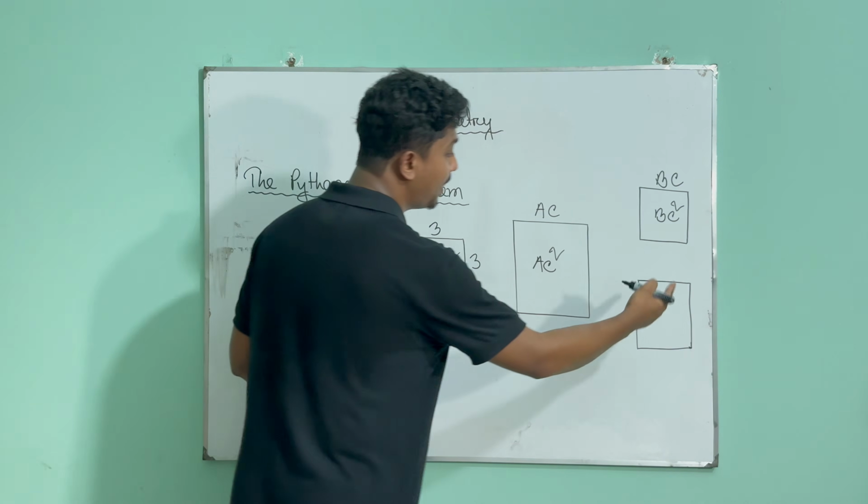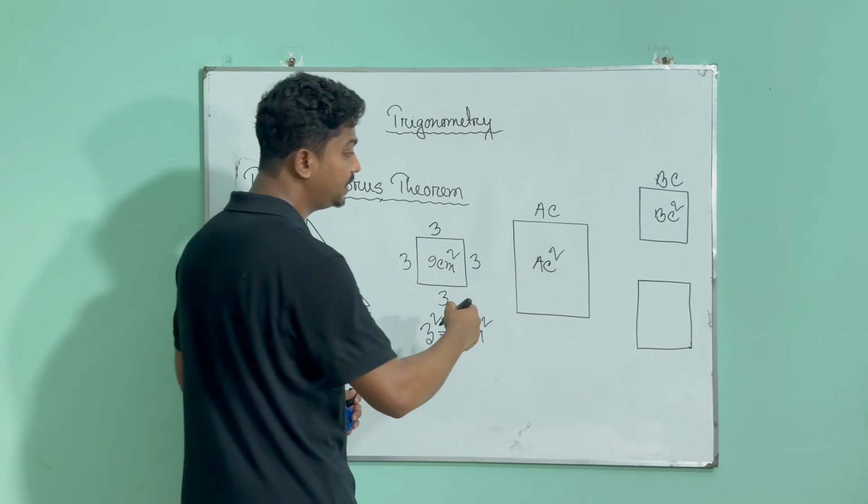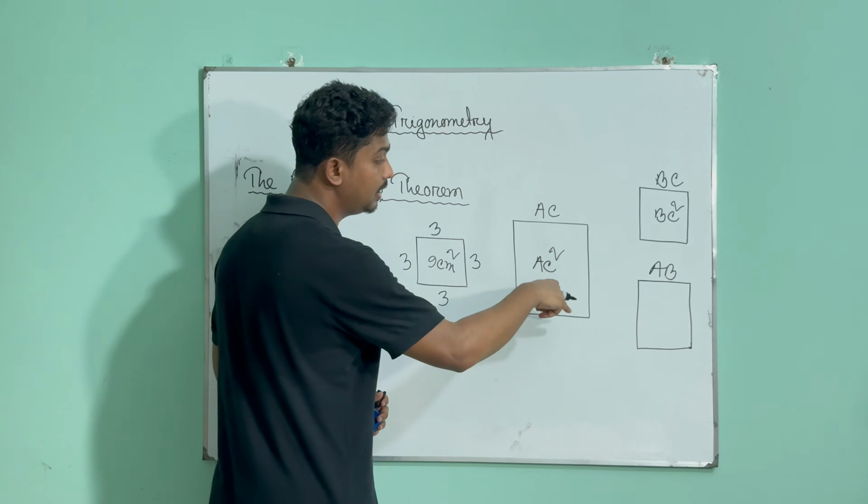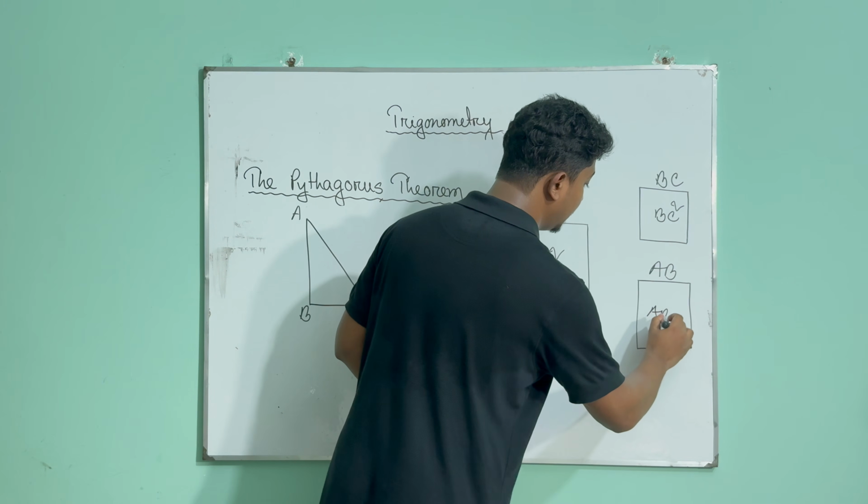Now let's say we have another square, the side of which is equal to AB. So all the sides are AB. So what will be the area of the square? AB square, right? AB square.